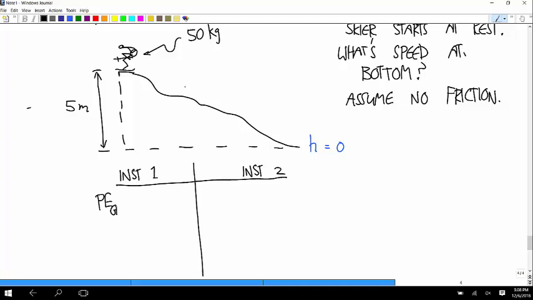So the gravitational potential energy is equal to the mass of the skier, 50, times 9.81, times the height at instant 1, 5. And so that is, I believe, 2,452.5. And then the kinetic energy at that instant is 1/2 times the mass times the speed squared. What's his speed at the top of the hill? 0, yep.